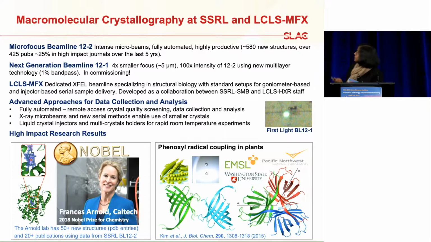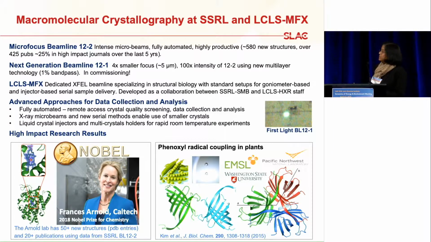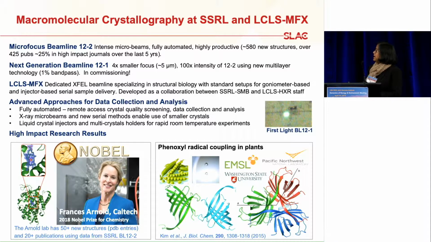So in 5 minutes, I would just like to give you a flavor of the various different techniques that we have. We have 4 state-of-the-art macromolecular crystallography facilities, of which Beamline 12-2 is our flagship beamline. It's been a very productive facility. We have had 425 publications in the last 5 years. Very soon, we will have Beamline 12-1, which will have upgraded characteristics. It's in commissioning, and we hope we can offer that beamline to our users in the fall.